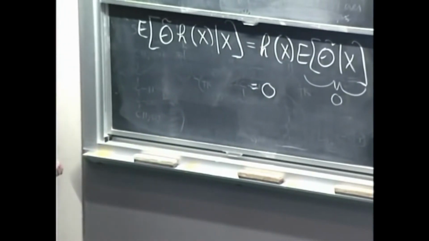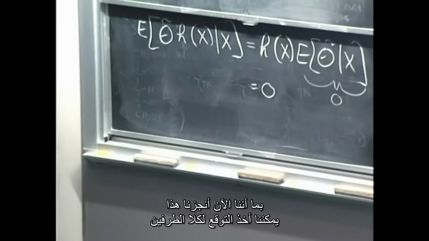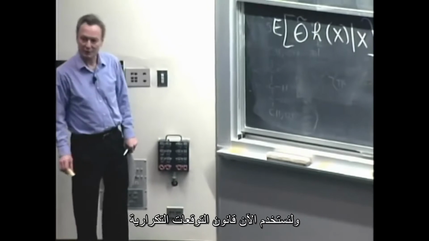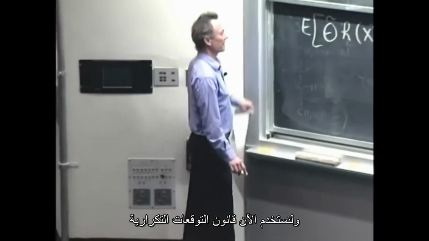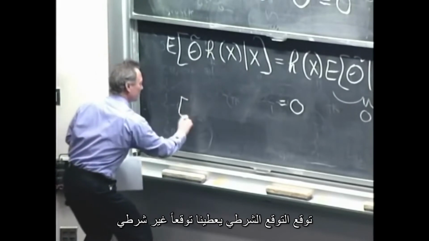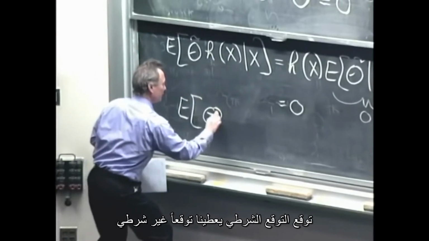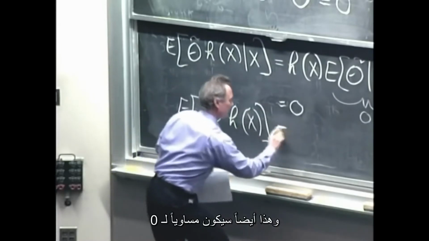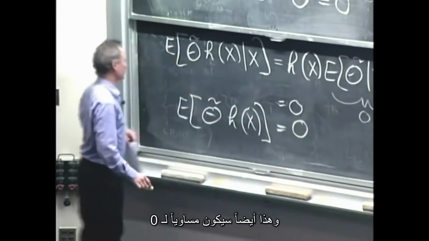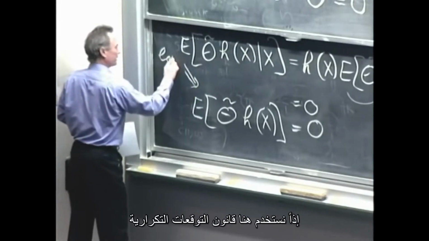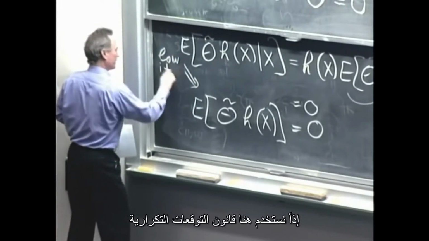Okay. Now, having done this, we can take expectations of both sides. And now let's use the law of iterated expectations. Expectation of a conditional expectation gives us the unconditional expectation. And this is also going to be 0. So here we use the law of iterated expectations.